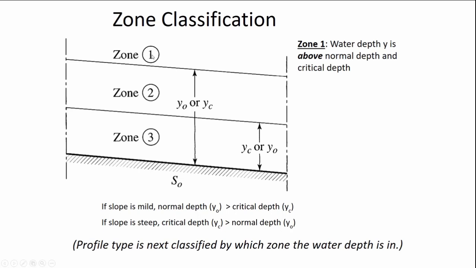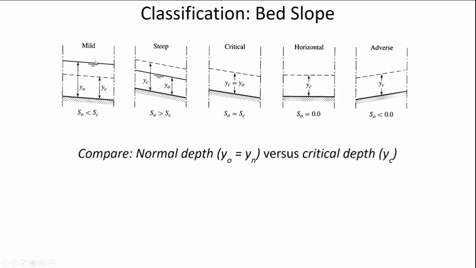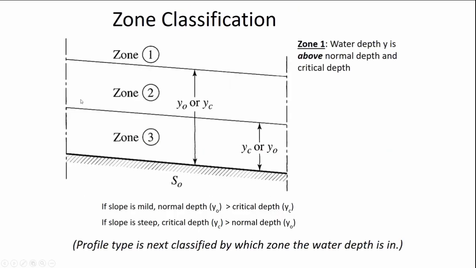Zone 1 is above the highest line. And by the way, sometimes the highest line will be the normal depth, and sometimes the highest line will be the critical depth. But regardless of which one's on top and which one's on bottom, it still divides this region up into three zones: Zone 1, Zone 2, and Zone 3. Okay, Zone 1 is above the normal depth and critical. In this case, if it's a mild slope, then the normal depth would be on top.